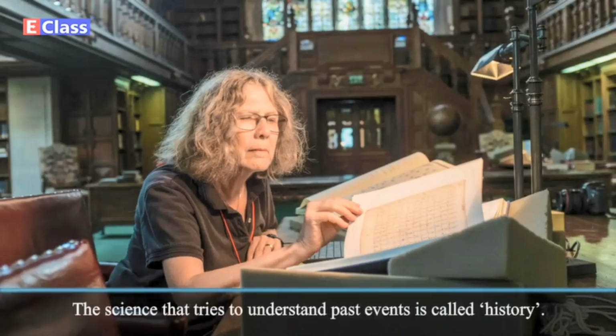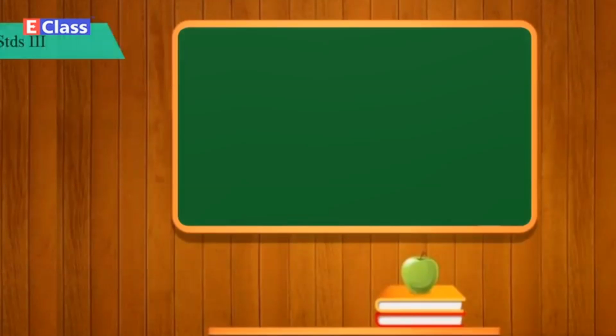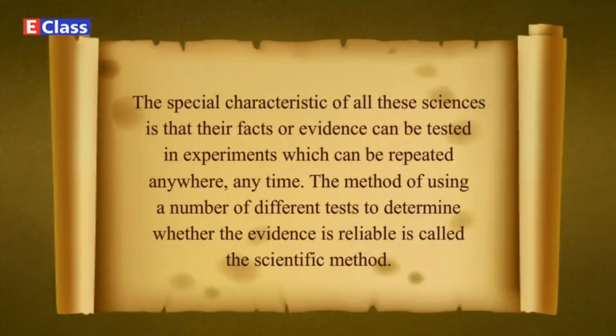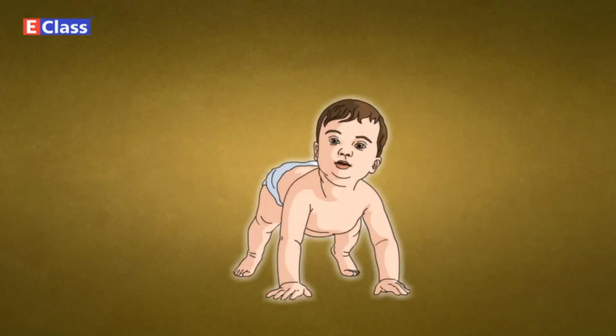The scientific method of history. In Standard 3 and 4, as part of environmental studies, we have become acquainted with various sciences. The special characteristic of all these sciences is that their facts or evidence can be tested in experiments which can be repeated anywhere, anytime. The method of using a number of different tests to determine whether the evidence is reliable is called the scientific method.